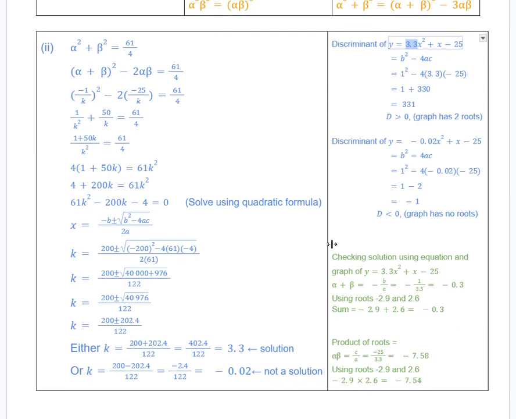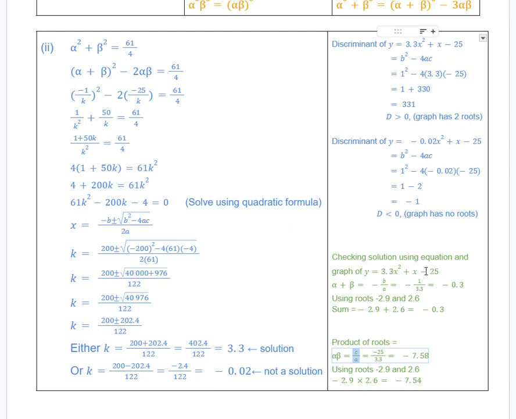Let's do the sum first. Using the equation, the sum should be negative b over a. So negative 1 over 3.3. That gives us negative 0.3. And using the roots that we just saw in the graph, the sum is negative 0.3. The product now should be c over a.